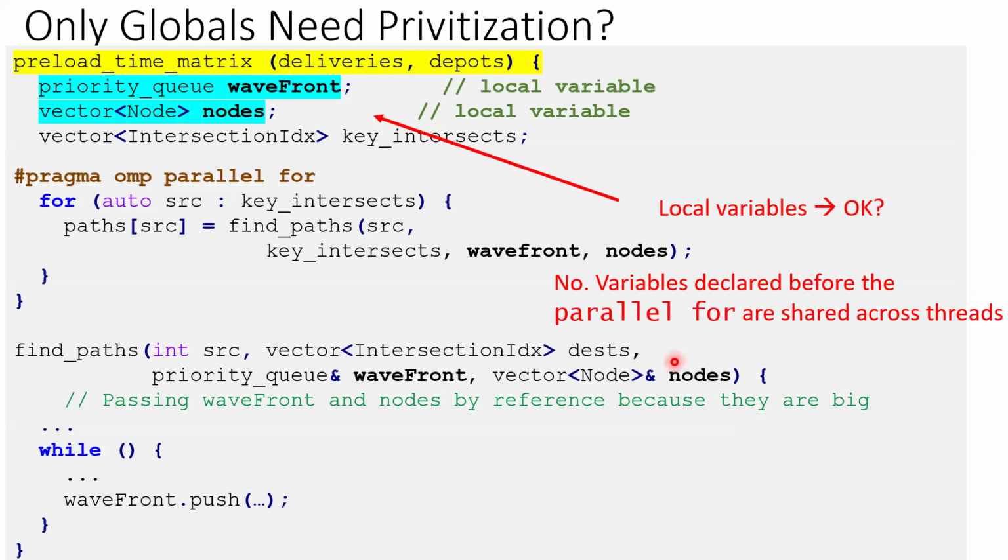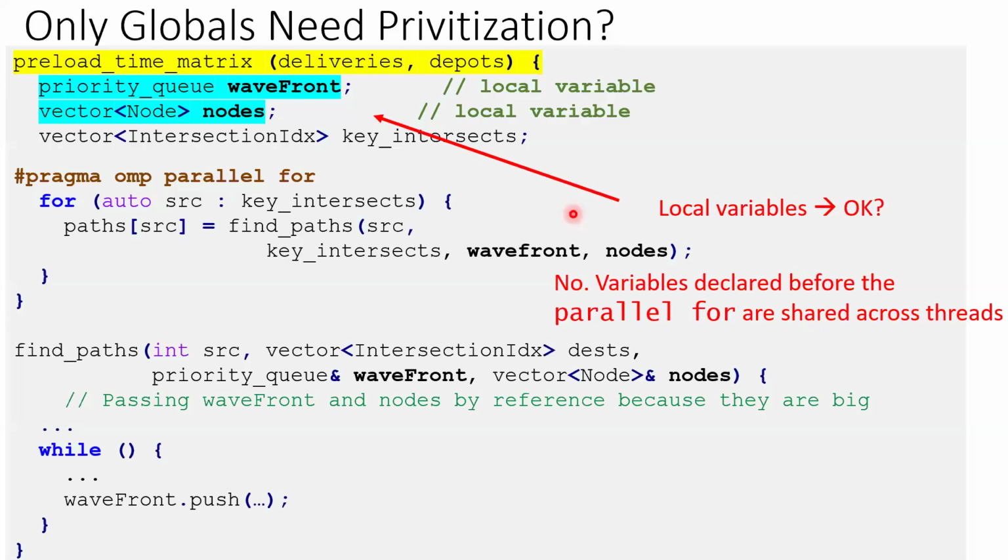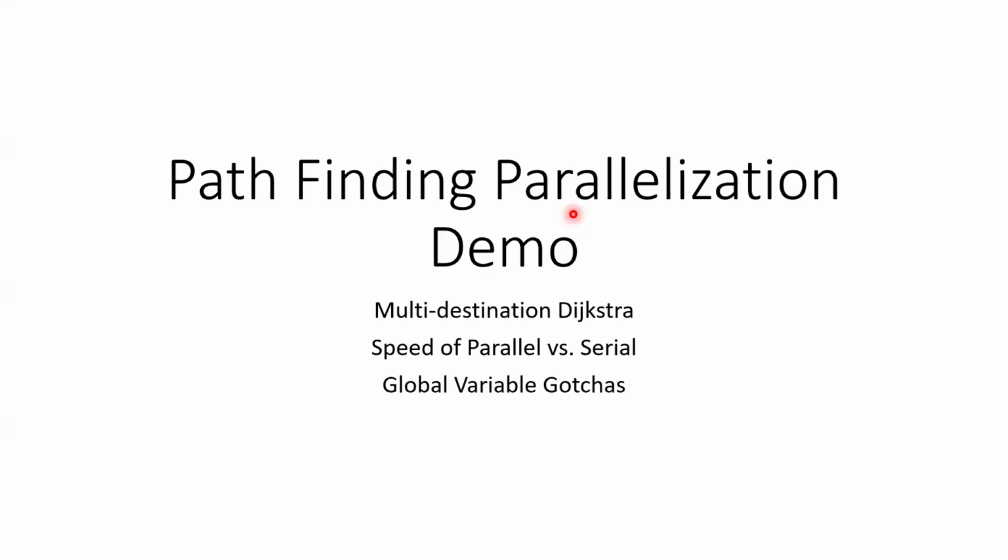So all of the variables that are declared before the parallel for are shared across all threads, even if they are local variables in one of the functions. So we still need to privatize that. Okay.